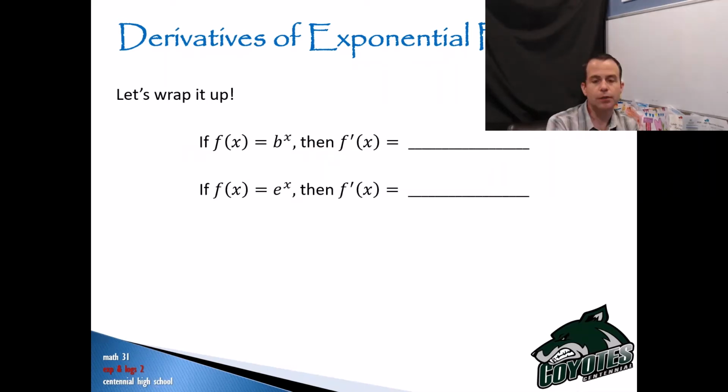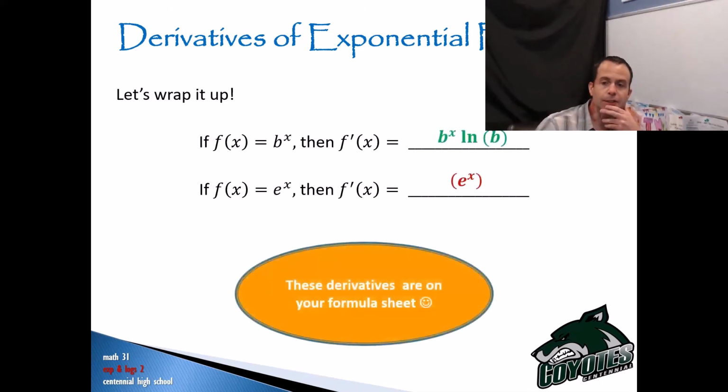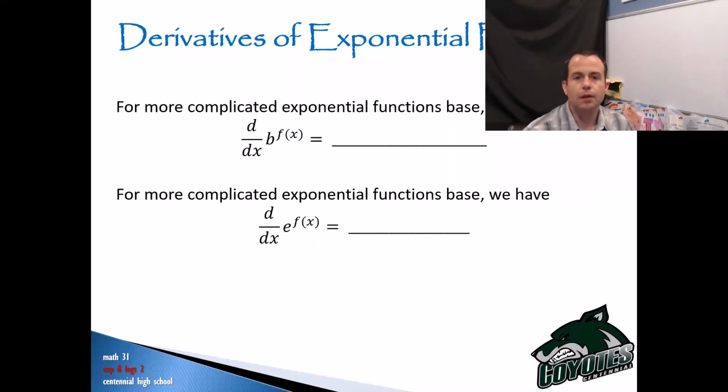Okay, so things we have figured out so far: if f of x is b to the x, then the derivative is b to the x times ln b. And if f of x is e to the x, then the derivative will just be e to the x. Again, because it's e to the x ln e, but ln e is just 1. And just in case you're starting to get stressed out, those are on your formula sheet. Okay, so that was the basic derivative.